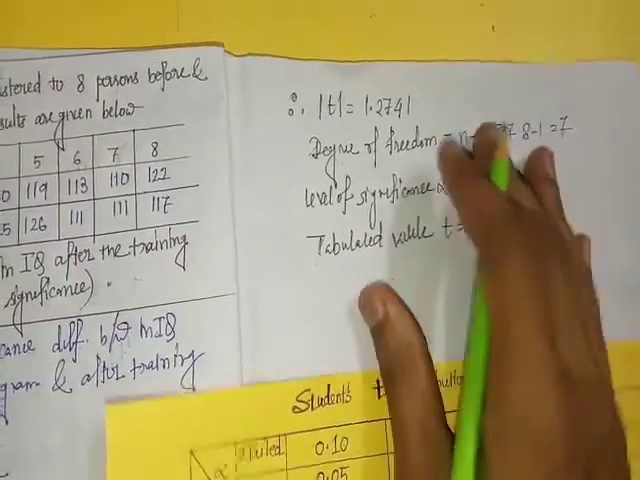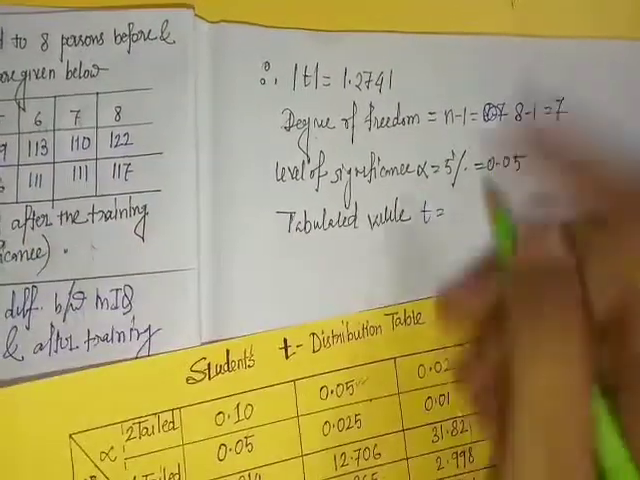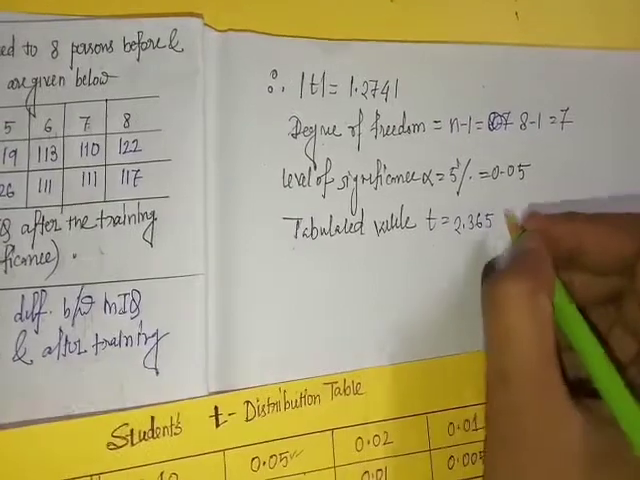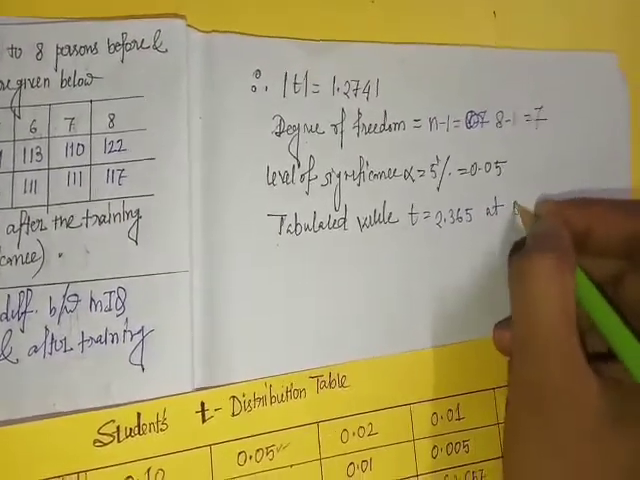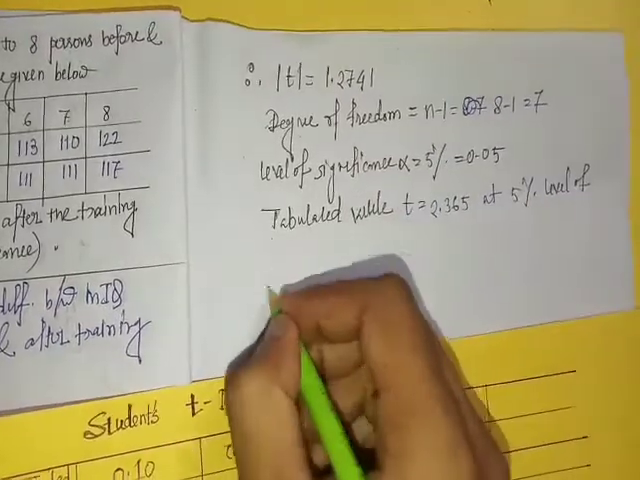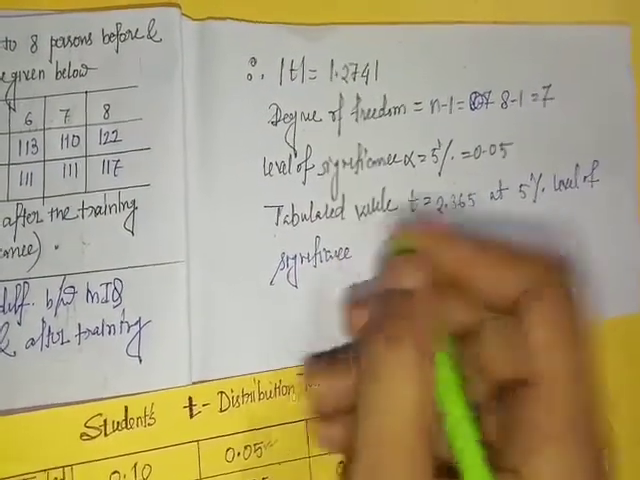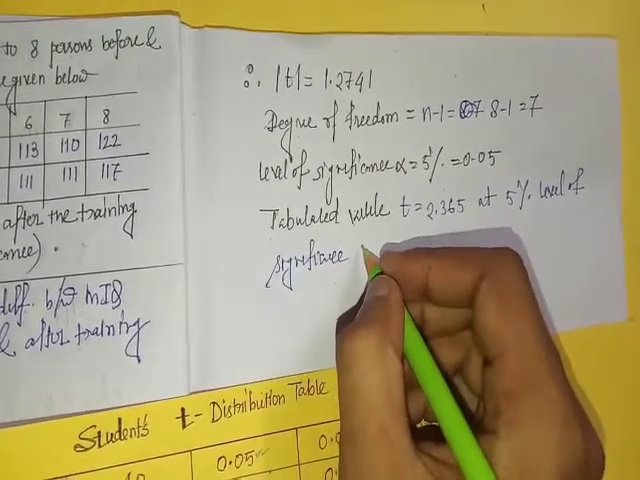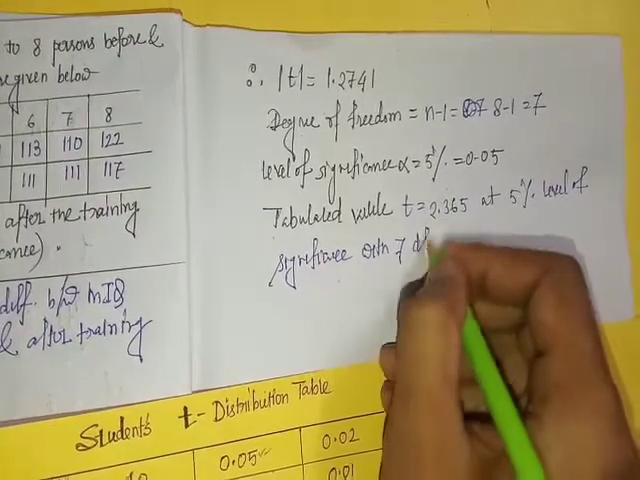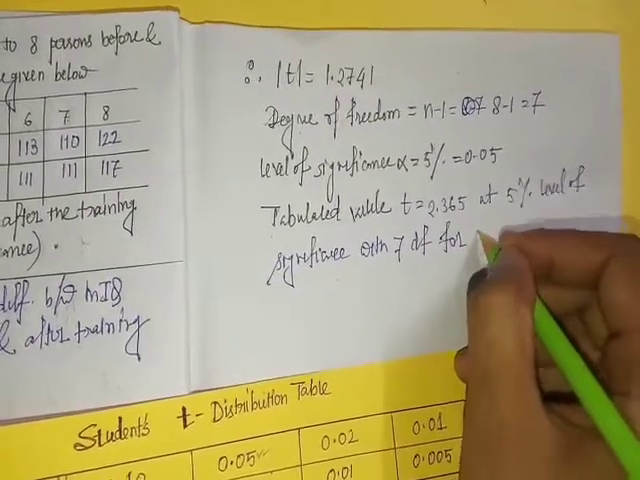So tabulated value of t equal to 2.365 at 5% level of significance with 7 degrees of freedom, for two-tailed test.